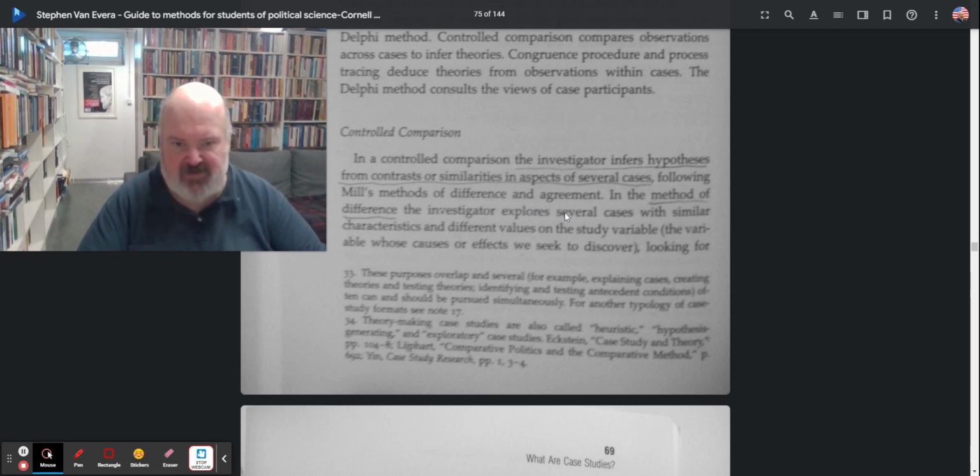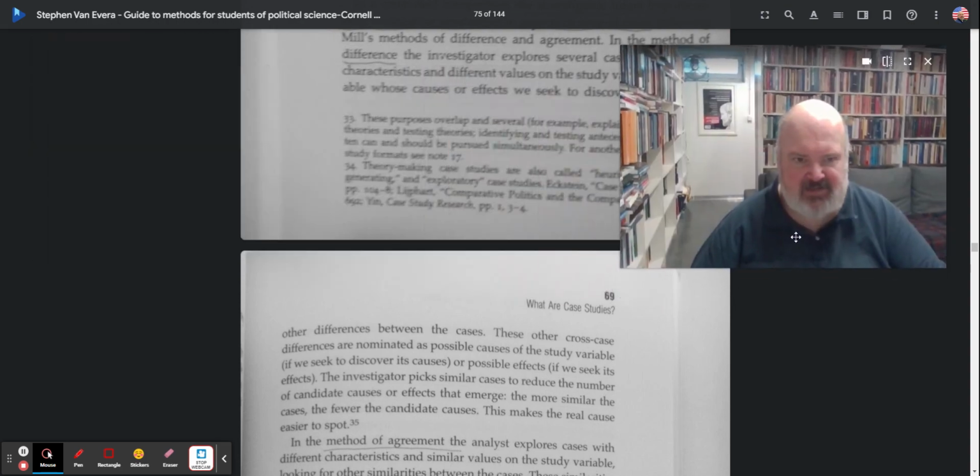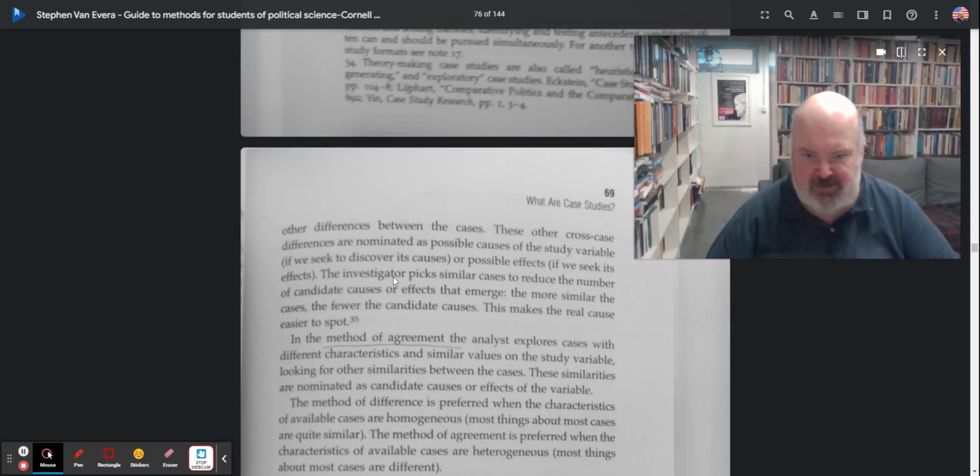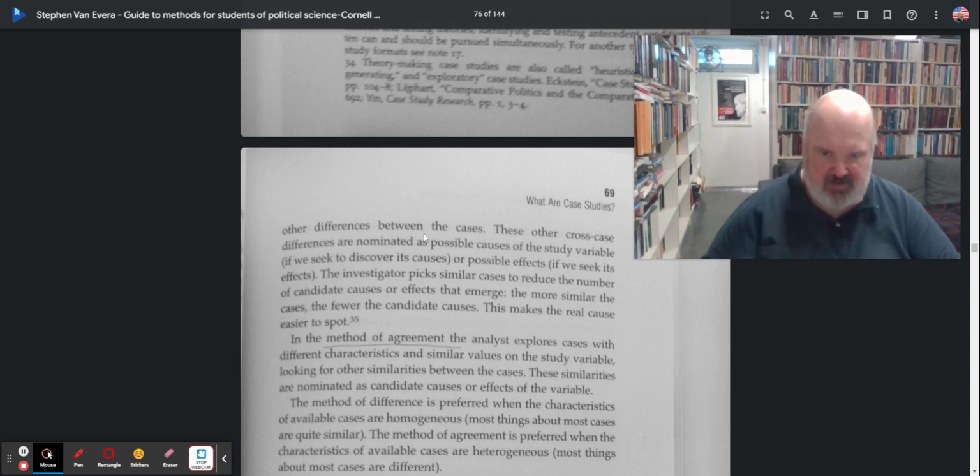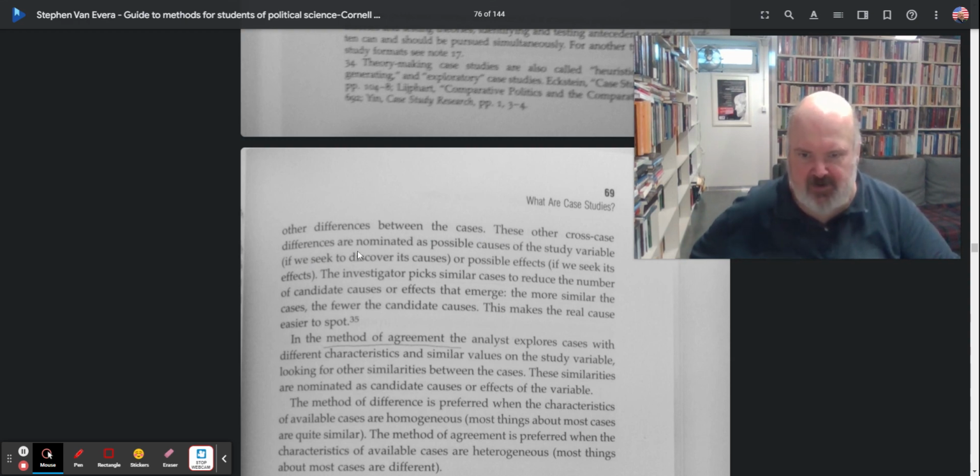In the method of difference, the investigator explores several cases with similar characteristics and different values on the study variables. The variable whose cause or effect we seek to discover, right? Again, that's the study variable. Looking for other differences between cases, right? That's the method of difference. What other differences are there between similar cases? These other cross-case variants are nominated as possible causes for the study variable if we seek to discover its cause, or possible effects if we seek effects.